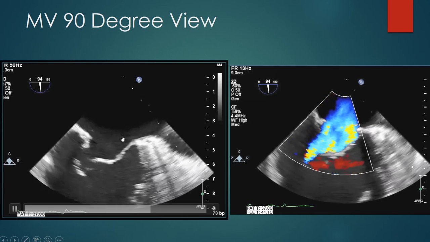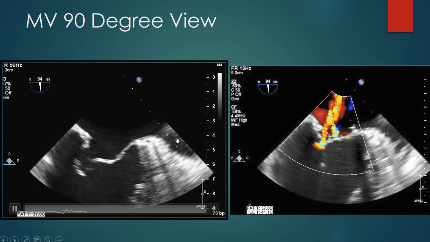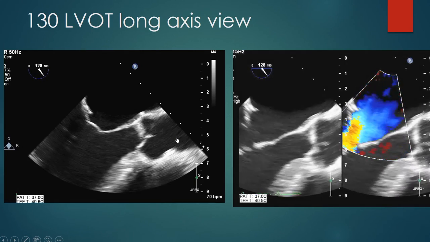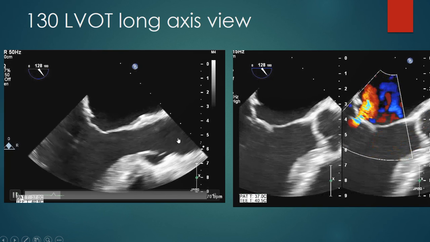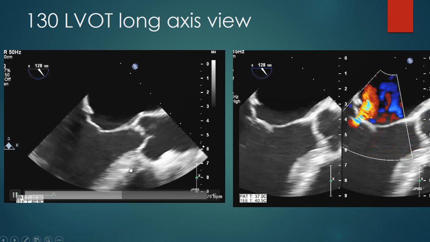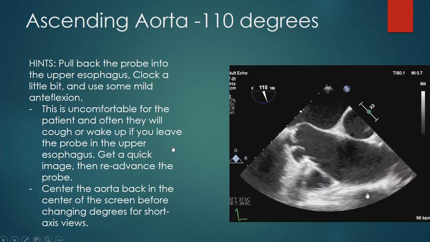So again, with and without color at 90 degrees. And with and without color at 130 degrees, making sure we're opening up our LVOT and we're seeing the aortic valve open and close in the center. Oftentimes we can zoom in here and get the aortic valve with and without color.